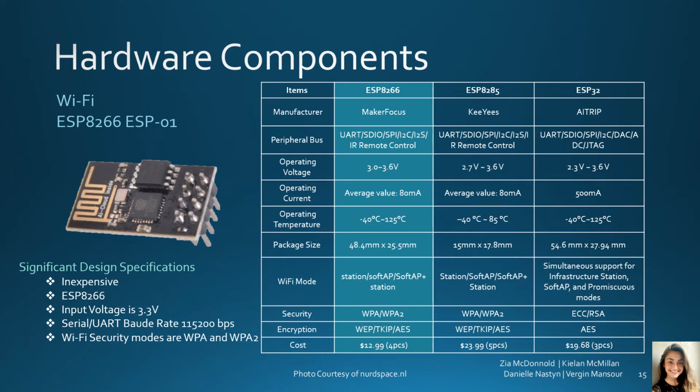Last, we have the Wi-Fi module. This is going to allow our user to access the device remotely via the internet. The ESP8266 and ESP32 are the most popular ESP modules, with the ESP8285 being a continuation of the ESP8266. Our system is simple and does not require a Bluetooth connection, and based off cost and basic functionality, the Maker Focus ESP8266 was our top choice.